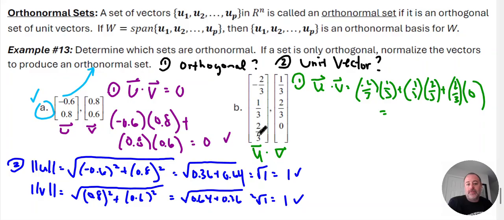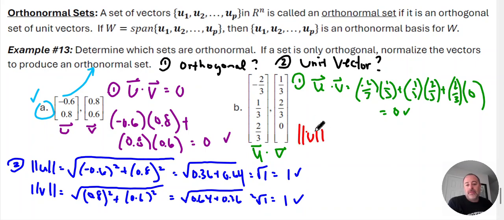1/3 times 2/3, and then 2/3 times 0, and we will get the fact that this is actually 0. All right, so that's our first part. Since that's the case, we're now going to look at each individual vector. Hopefully this will go nicely for us.